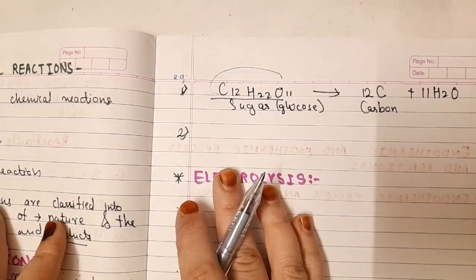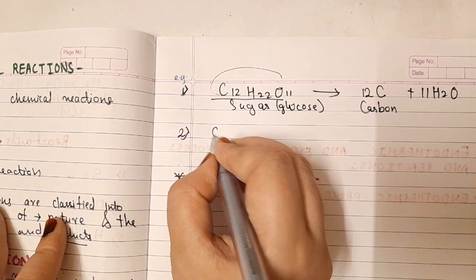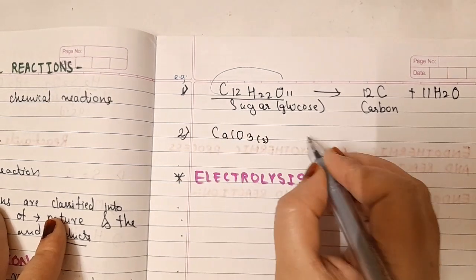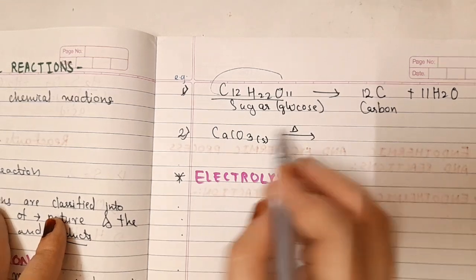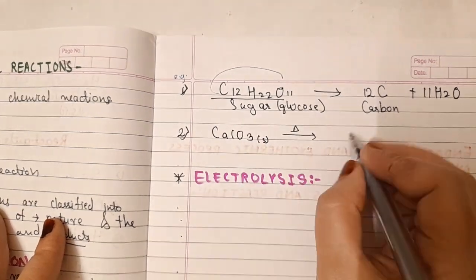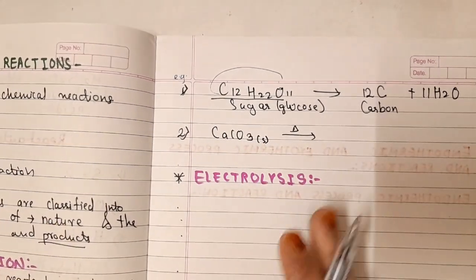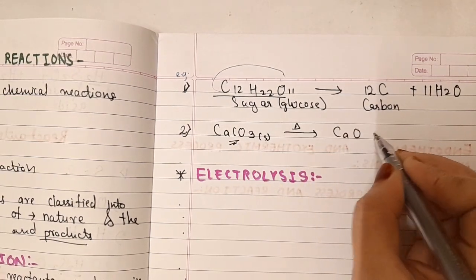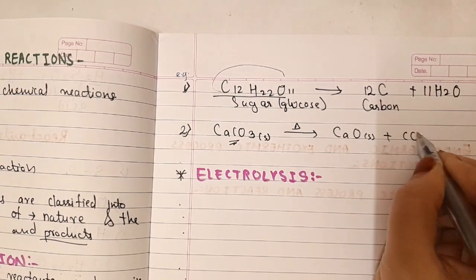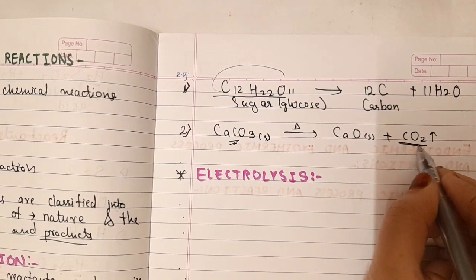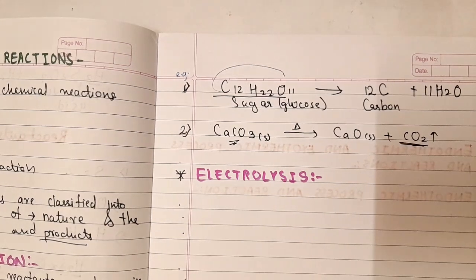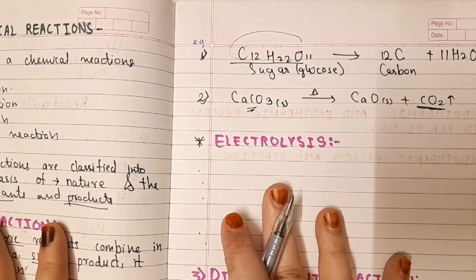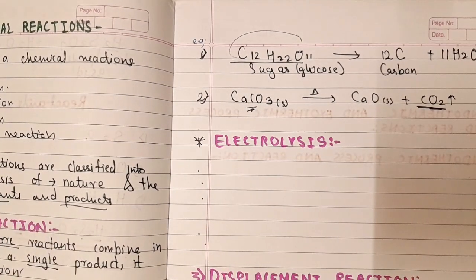Now let's take a second example of calcium carbonate. Calcium carbonate in solid state, we will heat this compound, and again we will get two products. That means this will decompose into two products, which is calcium oxide in solid state plus carbon dioxide, liberation of carbon dioxide gas. Now next is the electrolysis process. So what is this electrolysis?